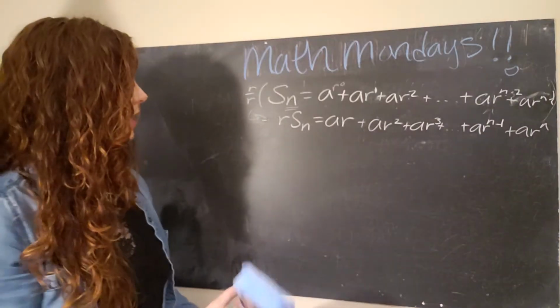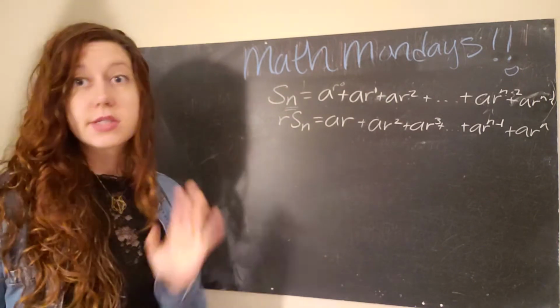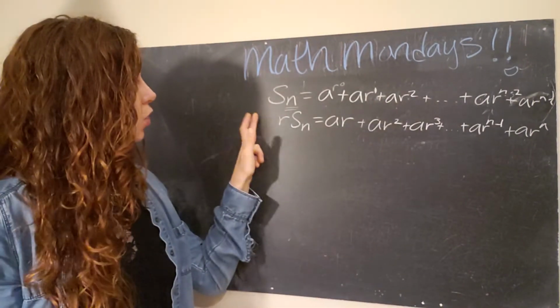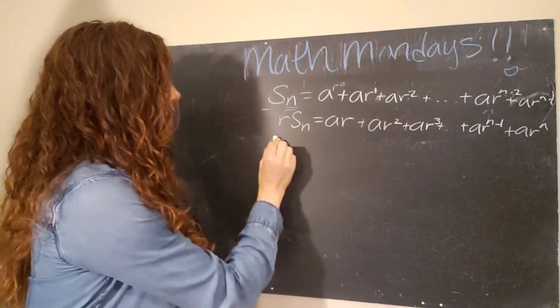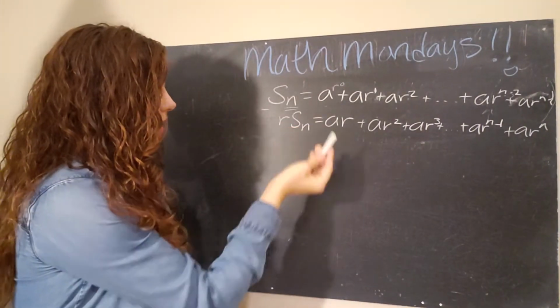Okay, so we're not quite done yet. Now what we want to do, I'm going to erase this, is subtract this second equation from the first equation and try to solve for the sum S_n.